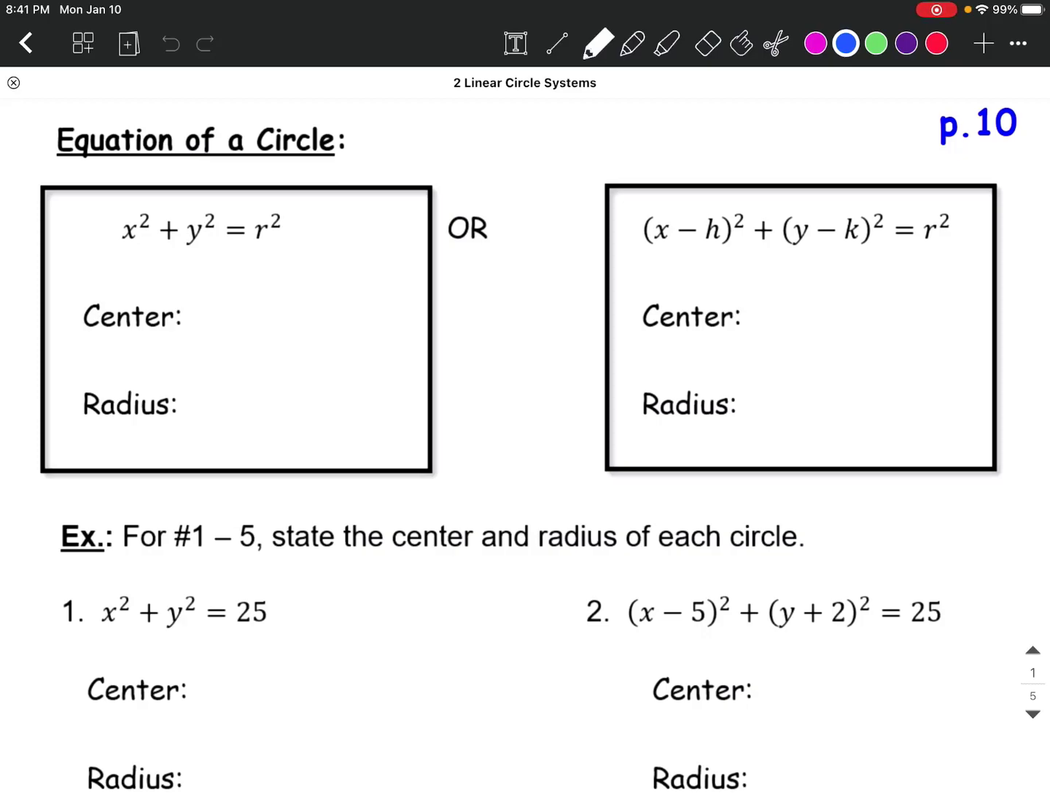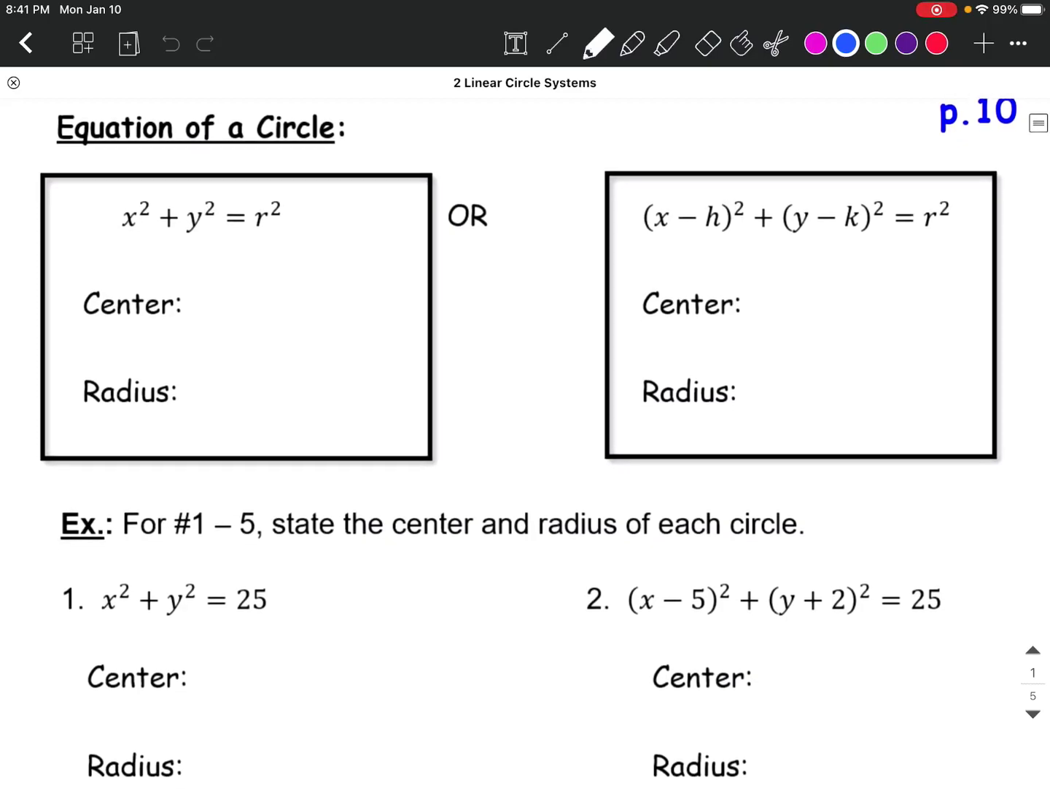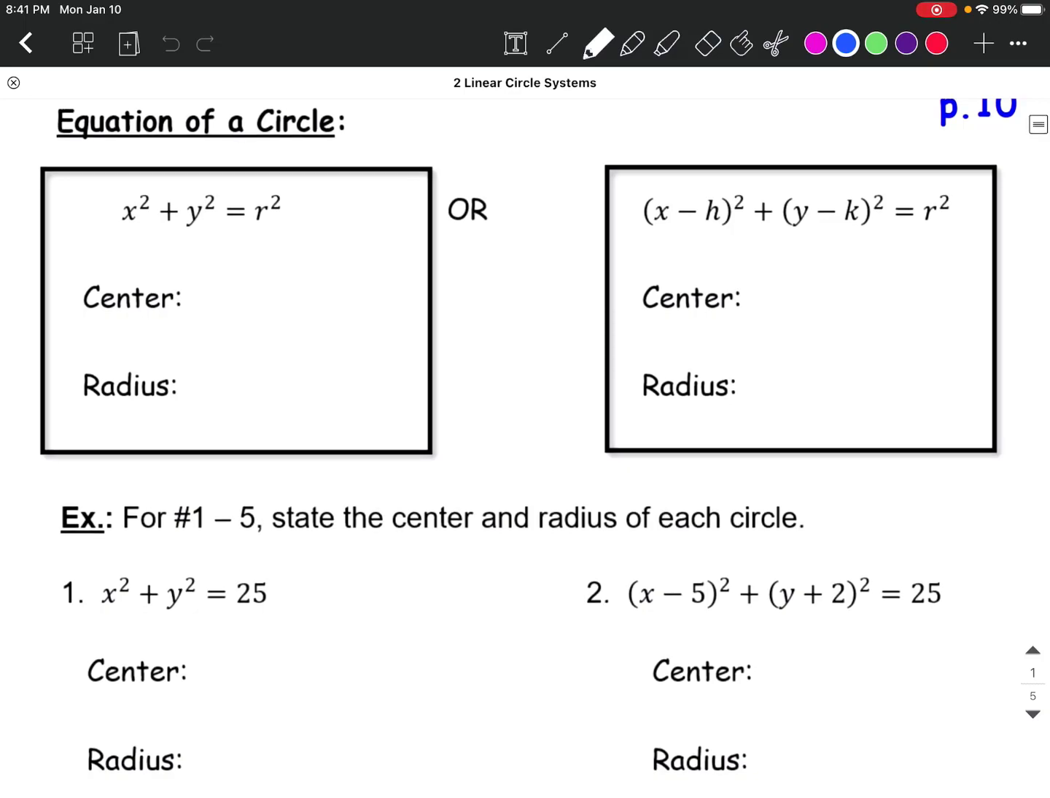Hi guys. Okay, so the first thing we need to review before we get to solving linear circle systems is how to recognize a circle and the parts of a circle so that we can graph it. There are two types of the equation of a circle. One just has an x squared plus a y squared, and then it's equal to a number, which in this case is the radius. That means our center is 0, 0. Notice how it's just an x squared and a y squared. So if both the x and the y have squares on them, then it's a circle.